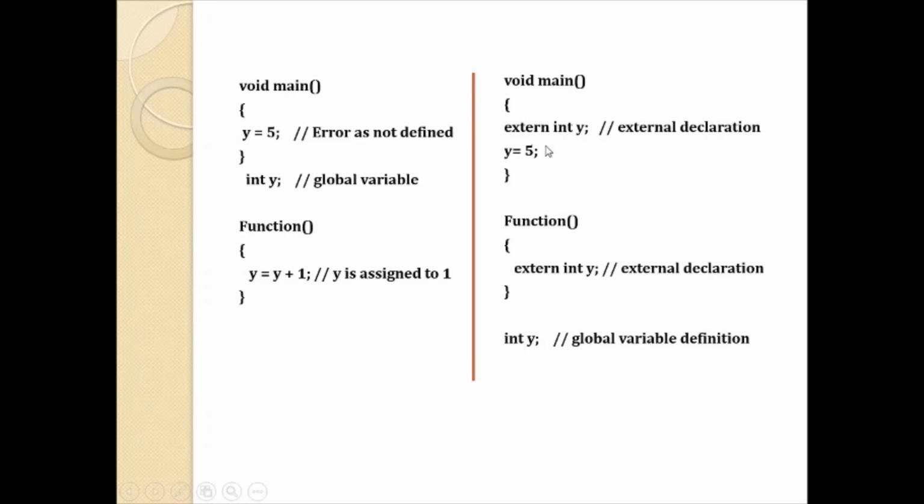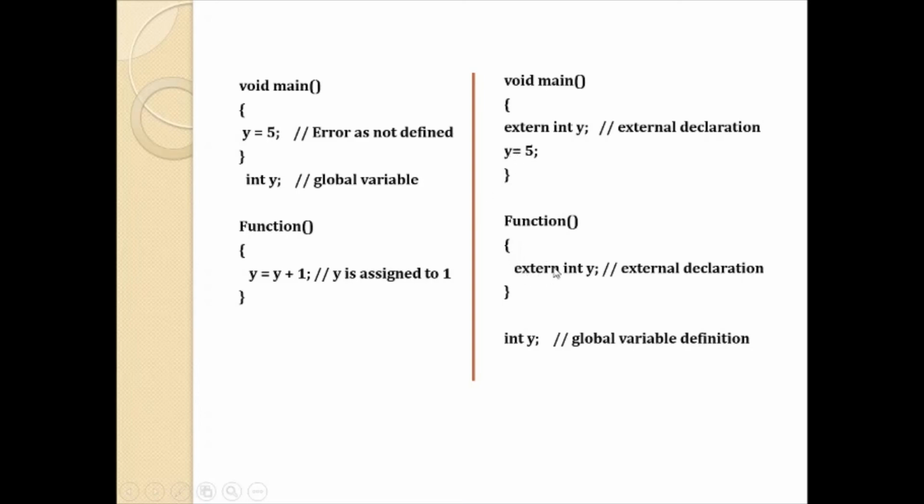So here, if you want to use that global variable, you have to make use of this extern keyword. At this point, the compiler will come to know by looking at this extern keyword that this y is a global variable which is defined somewhere in the program. So it will understand that and it is not going to show any errors. Here also you can make changes with respect to that global variable.